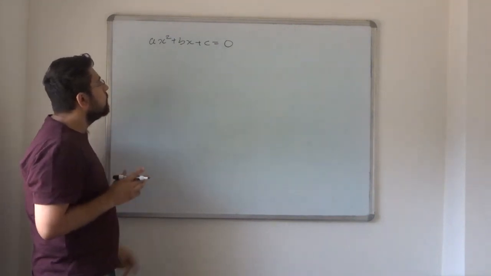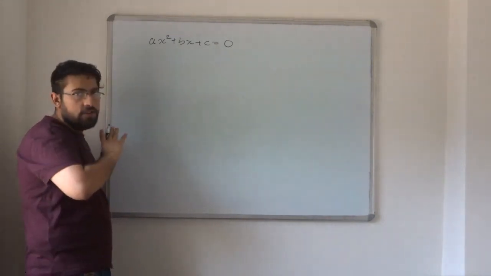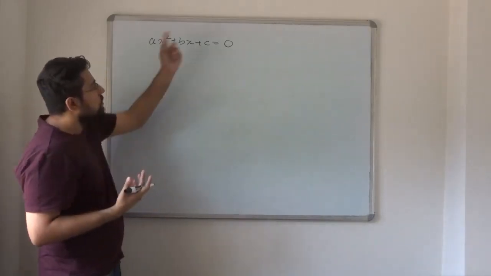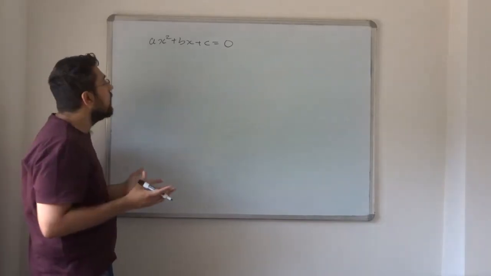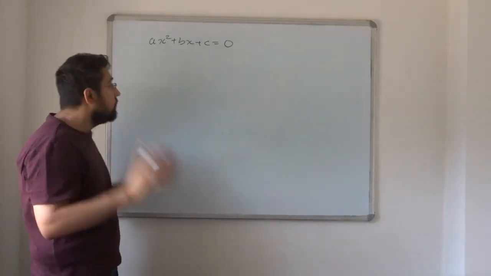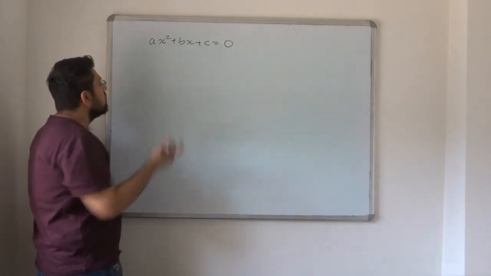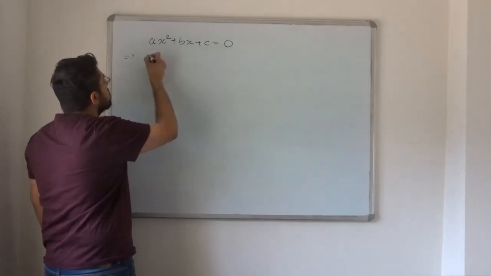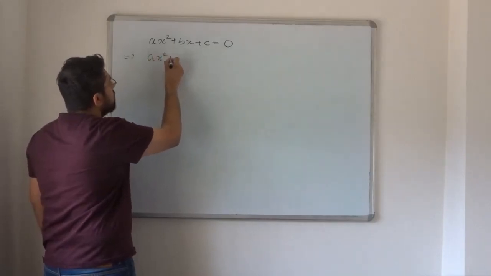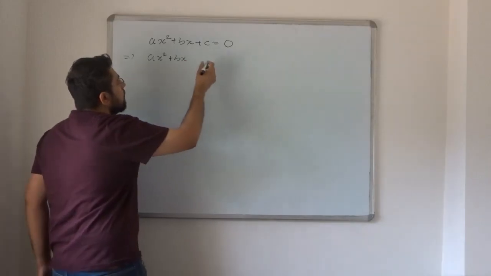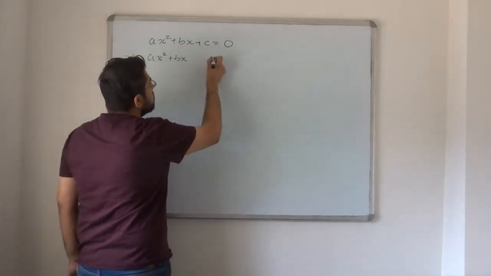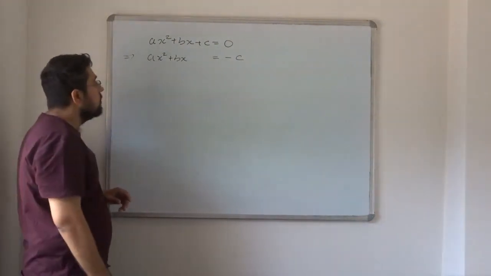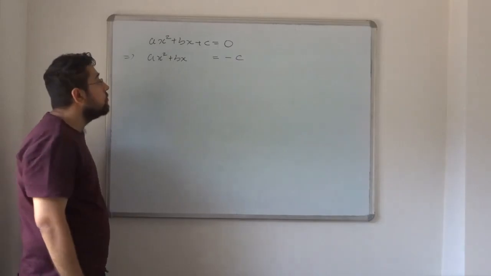Okay, so now the first step of the derivation. Some people say the first step is to divide everything by a. Some people say that the first step is you take c on the other side. Everyone has a different notion, a different way of doing it, but it doesn't matter how you do it. So what I'm going to do, guys, is I'm going to take the first step as negative c on the other side. Okay, this is my first step.